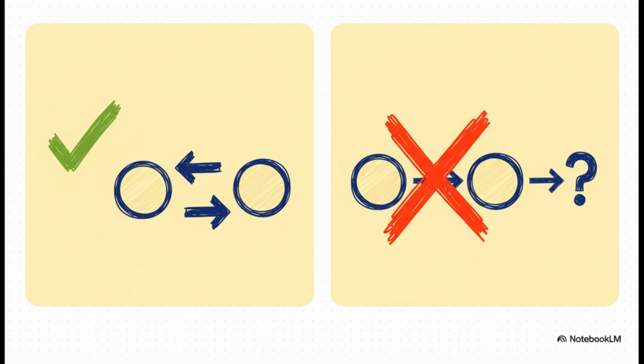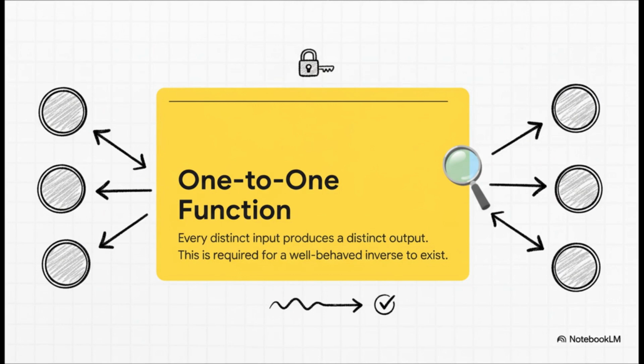Uh-oh. So now, try to go backwards. If you put 4 into the undo machine, what does it spit out? 2 or -2? The machine has no idea. It's completely ambiguous. And that's the big takeaway here. This is so important. For a function to even have an inverse that works properly, it absolutely must be 1-to-1. Every single input has to map to its own special, unique output. No 2 inputs can share the same output. That's the only way to guarantee that the trip back is crystal clear.